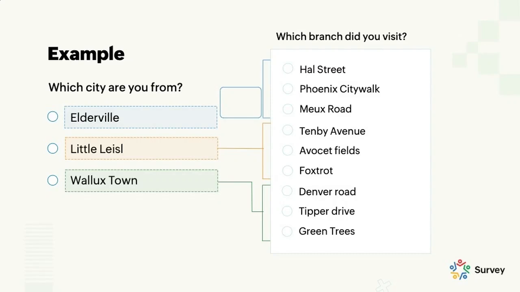However, using answer display logic, they can make sure that only those branch names are shown that correspond to the respondent's city. For example, if the respondent is from Elderville, they are shown only these options: Hal Street, Phoenix City Walk, and Mew Road. And if it's Wallockstown, they are shown Denver Road, Tipper Drive, and Green Trees only. So again, show relevant options to your respondents using answer display logic.